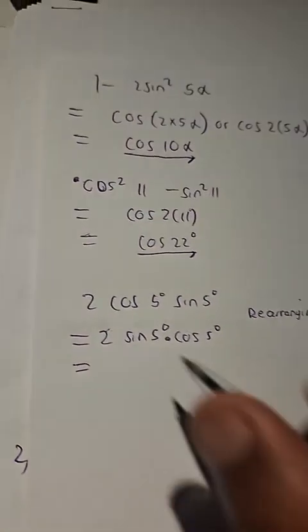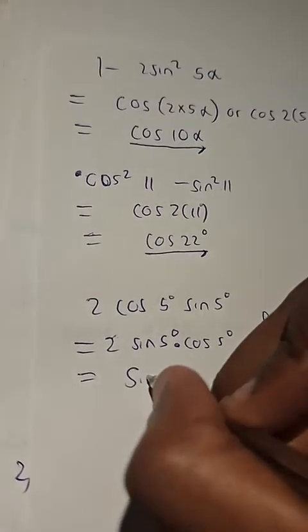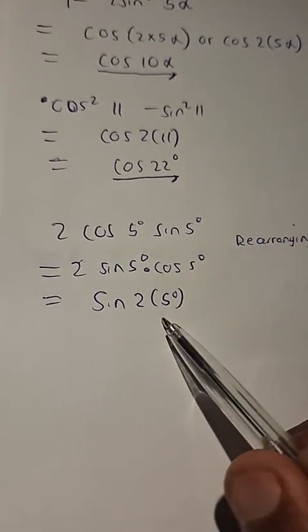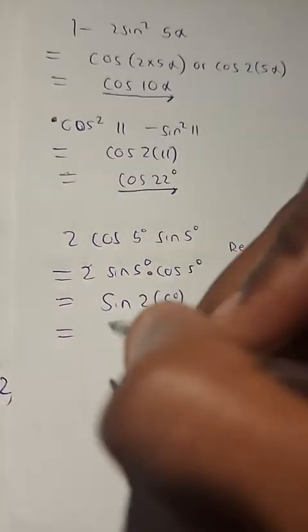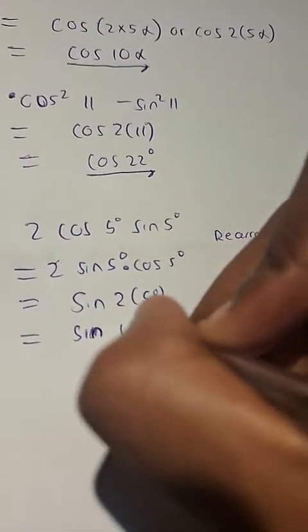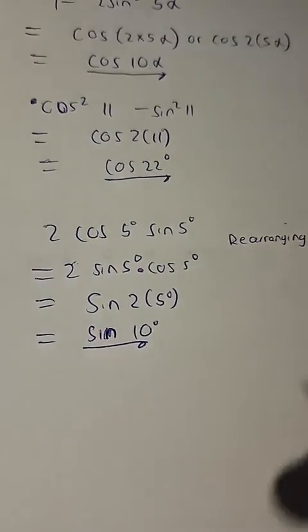And then obviously this is the double angle of sine. So I say sine 2 times 5 degrees, which then obviously gives me sine of 10 degrees.